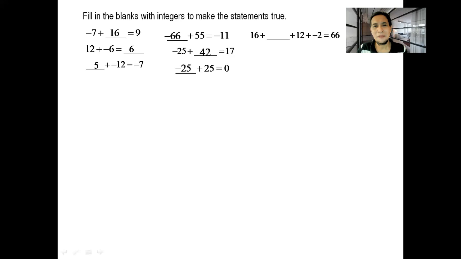16 plus blank plus 12 plus negative 2 equals 66. To solve for the blank, the unknown number, we're going to add 16 and 12. That's 28, plus negative 2, that's positive 26. So 66 minus 26, the answer is positive 40. Next.